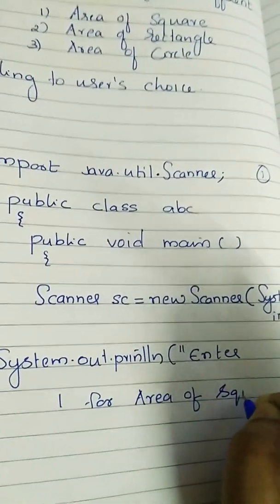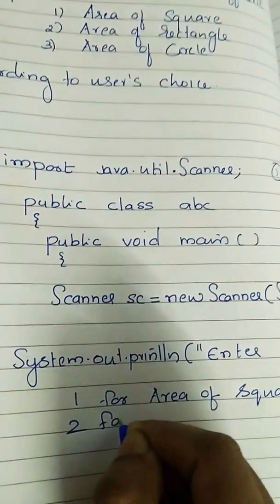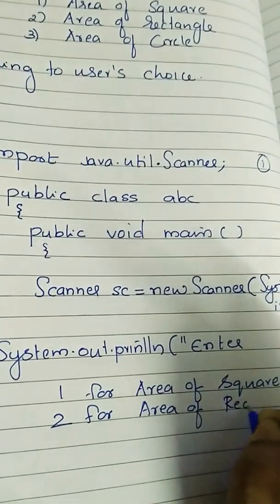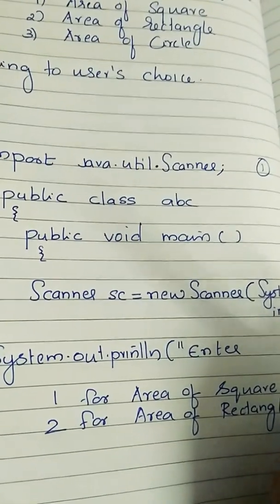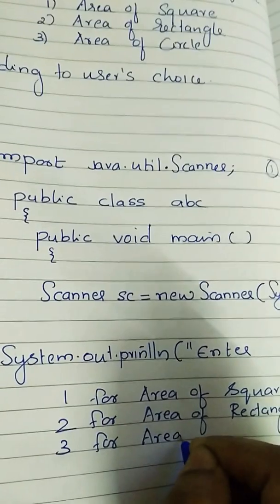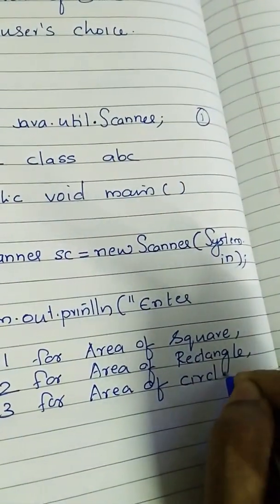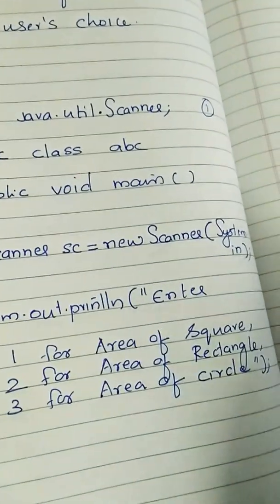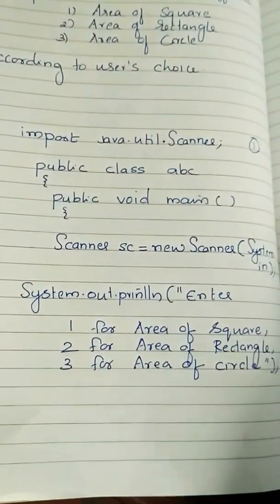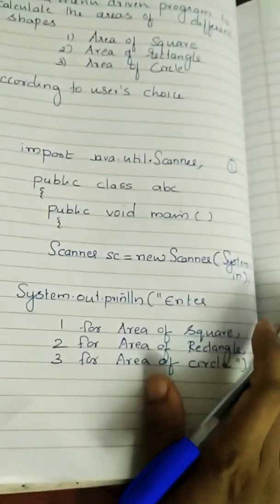You can write it in a separate line. I am writing in a single line, comma 2 for, 2 means what? Area of rectangle. Okay, if you want to create area of rectangle, comma 3 for area of circle. Okay, so I have given a menu to the user. It is very compulsory in a menu driven program that you have to give a menu. That is why its name is menu driven program. So you have to give a menu. According to the menu, the user will give. So I have given the menu.